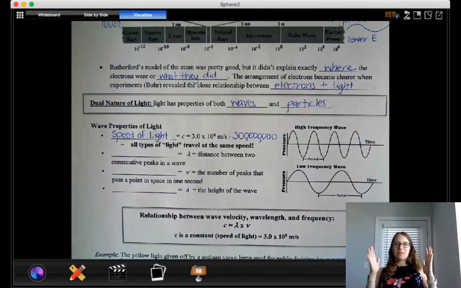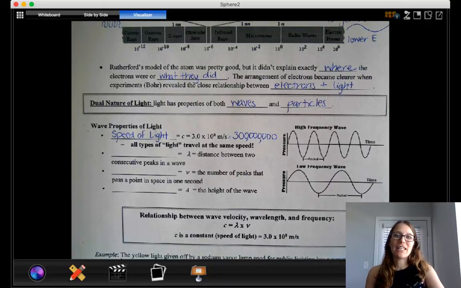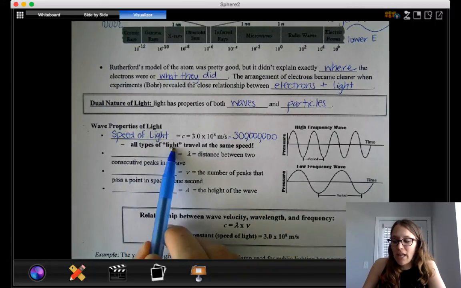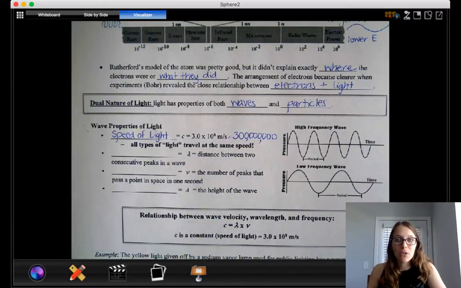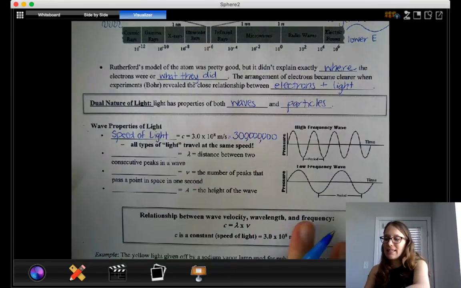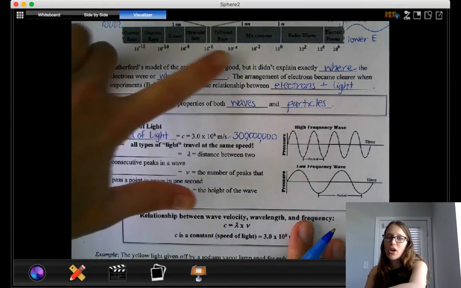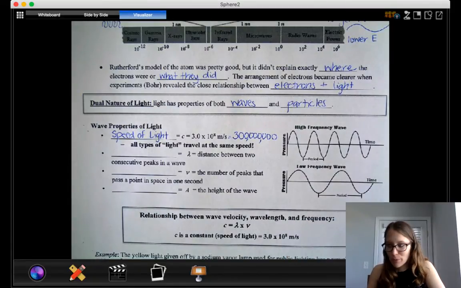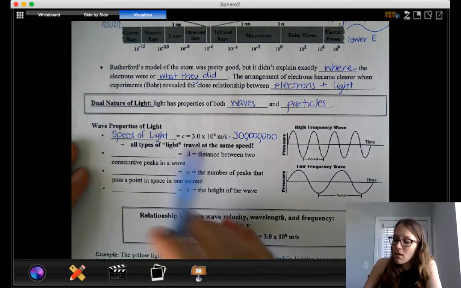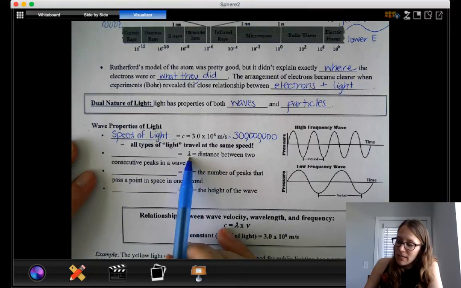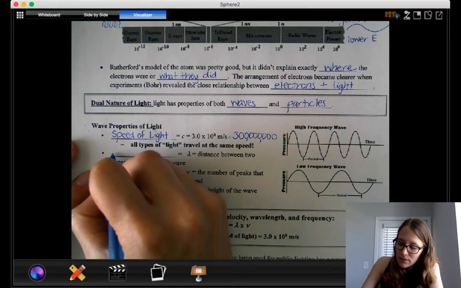Just for comparison, a meter is about a yard. So if you picture a meter stick being like a yardstick, it's about this big. Light can travel 300 million of those in a second. That's super fast. And all types of light travel at the same speed, whether it's visible light that we can see, ultraviolet, X-rays, gamma rays, anything in this electromagnetic spectrum, all travels at 3 times 10 to the 8th meters per second.